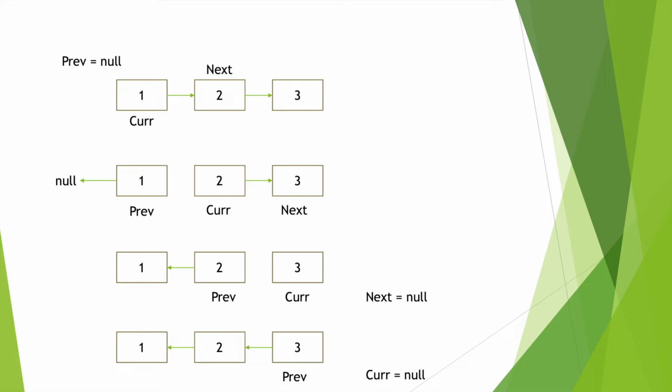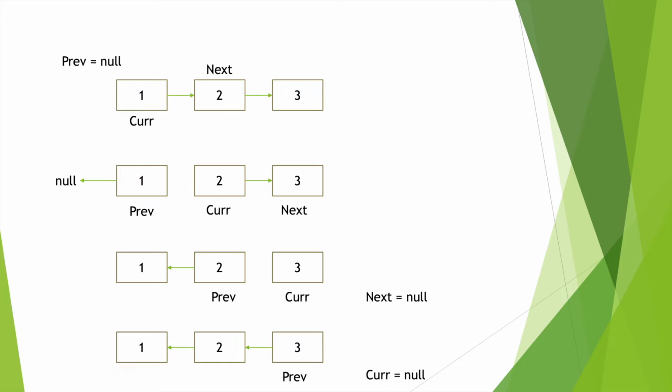So we'll take 3 pointers here: previous, which will contain the previous node of the current node, current, and next, which will point to the next node of the current node. If you can see in the first iteration when we updated, our current becomes 2 and our previous becomes 1. Now 1 points to null because there is no previous node.